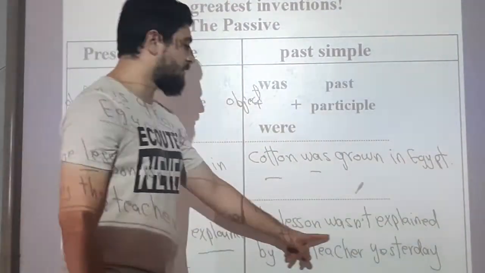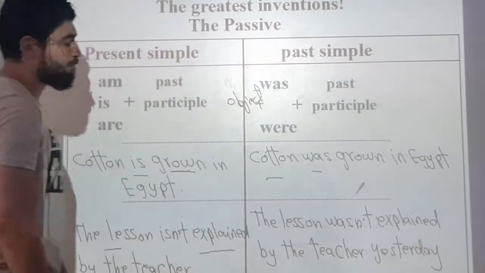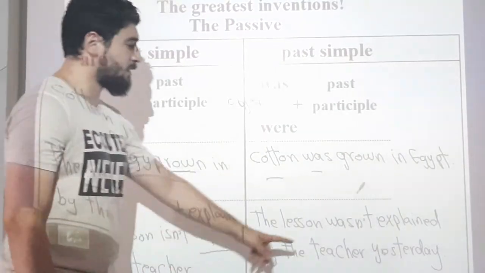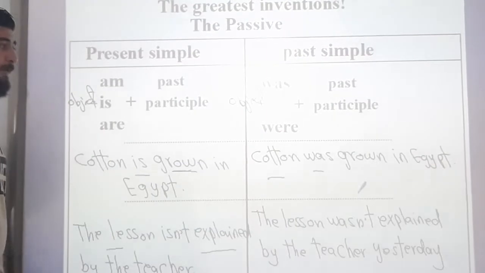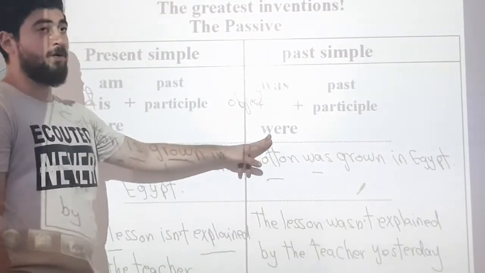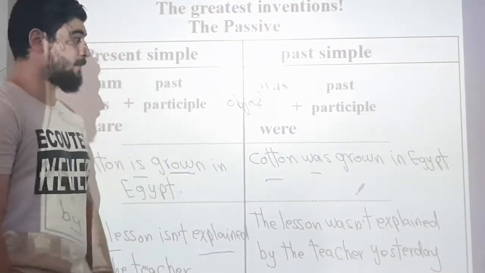The lesson wasn't explained by the teacher, so we use here wasn't. The lesson wasn't explained by the teacher yesterday. So we have was and were, wasn't and weren't.